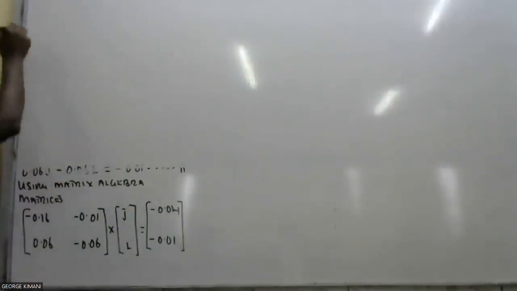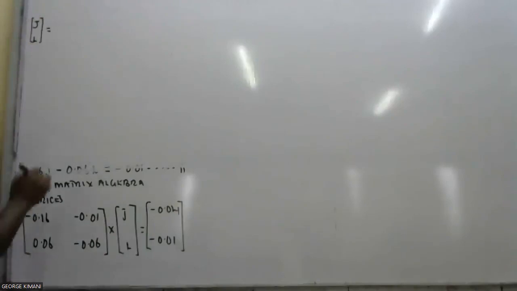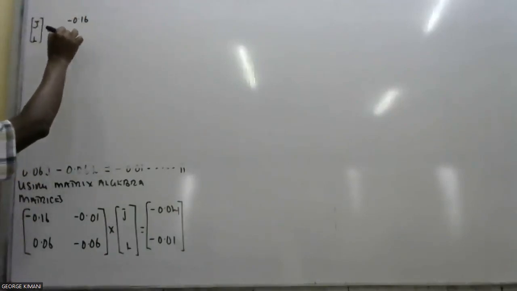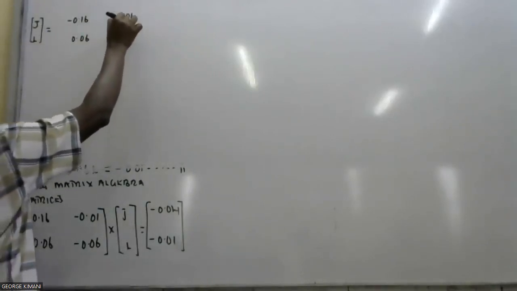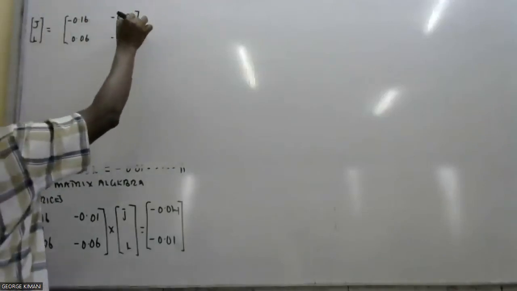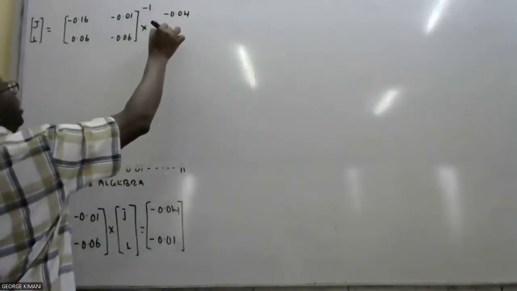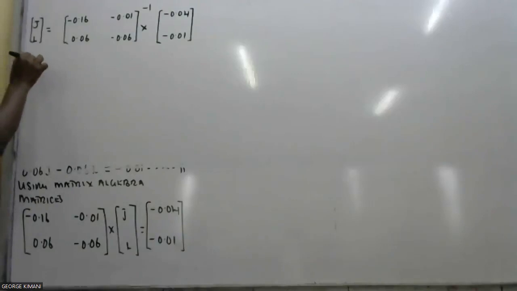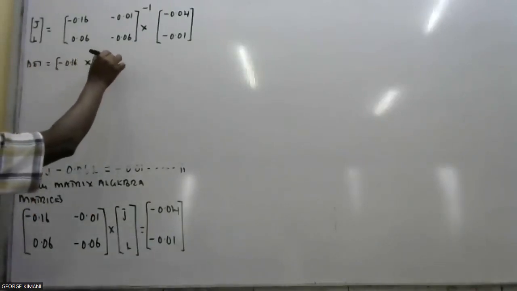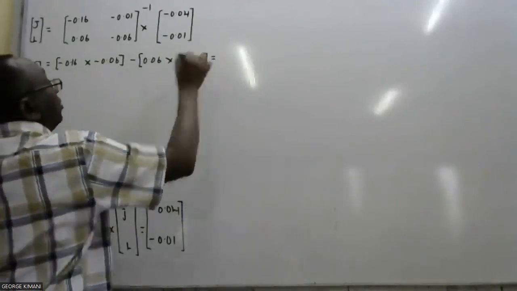So this then becomes J here, and L should be equal to the inverse of the matrix, coming in as an inverse to multiply minus 0.04, minus 0.01. So from there, I told you you get the determinant as minus 0.16 multiplied by minus 0.06, minus 0.06 multiplied by minus 0.01. What have you gotten as the determinant?